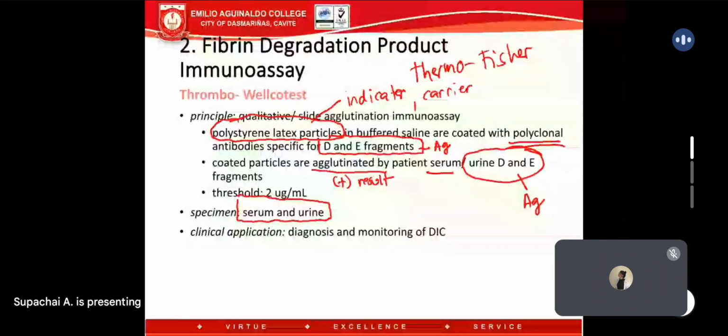So we call it the ThromboWellCo. It's a qualitative slide agglutination immunoassay. Qualitative lang, so it won't give you any value. Nonetheless, it utilizes polystyrene latex particles, which serve as an indicator or carrier in buffered saline, and these are coated with polyclonal antibodies specific for the D-dimer fragments.